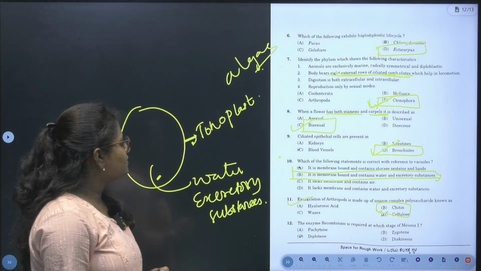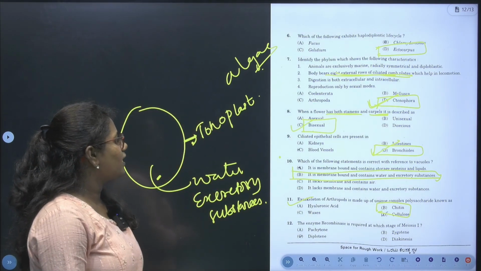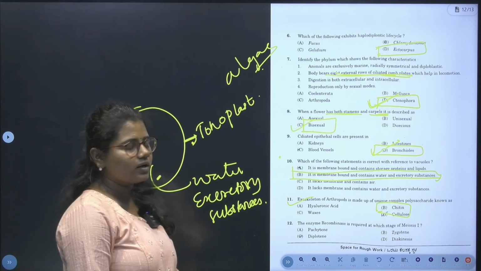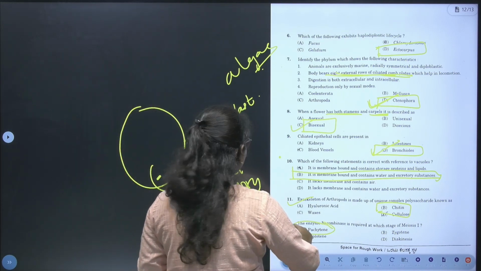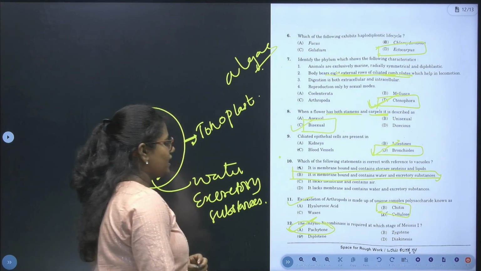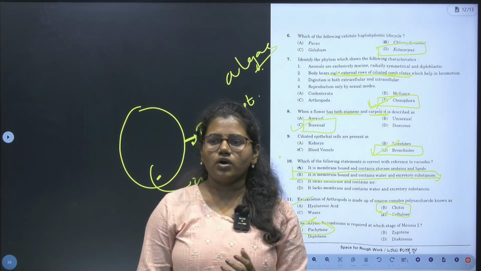Next, the enzyme recombinase is required at which stage of meiosis 1? Recombinase is required for crossing over for the exchange of genetic material, that is required in the pachytene stage of prophase 1 of meiosis 1. That's it.